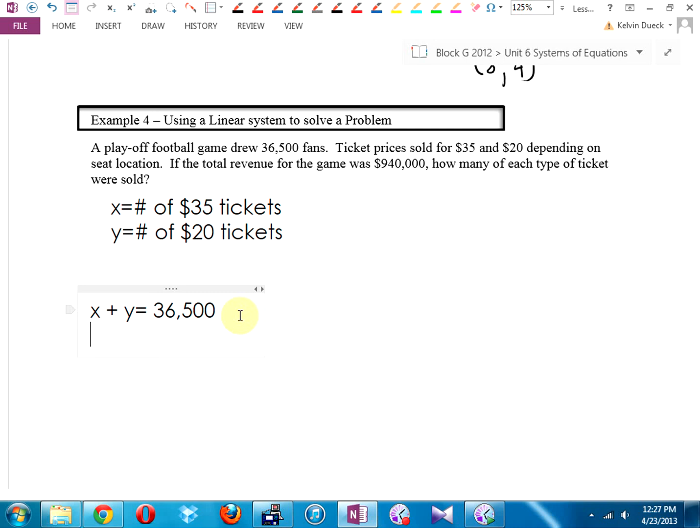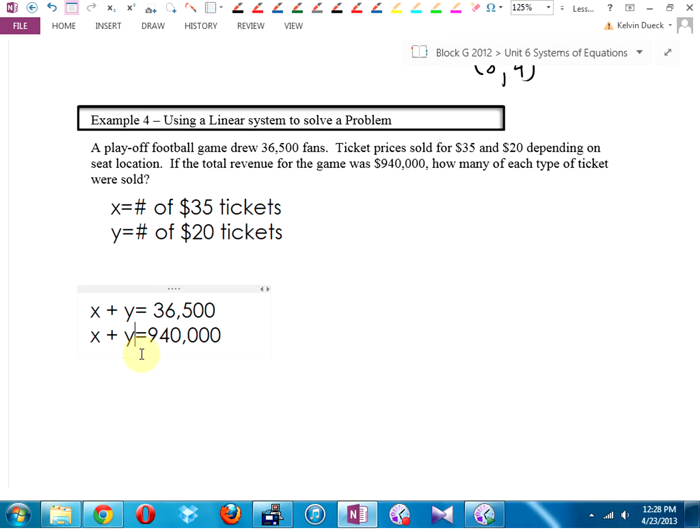Oh, apparently we made $940,000. How would you calculate that? How did they add that up? You're saying x plus y? I don't think so. Because that would be saying the number of $35 tickets plus the number of $20 tickets worked out to 940,000.